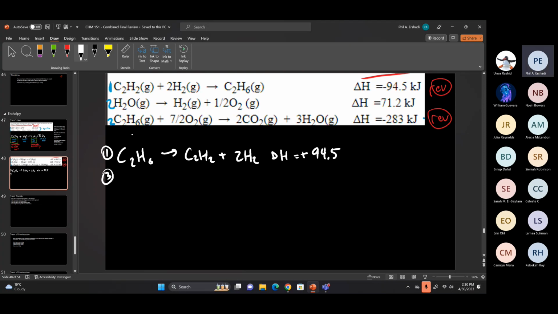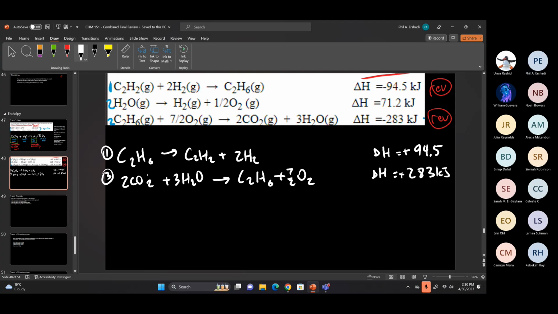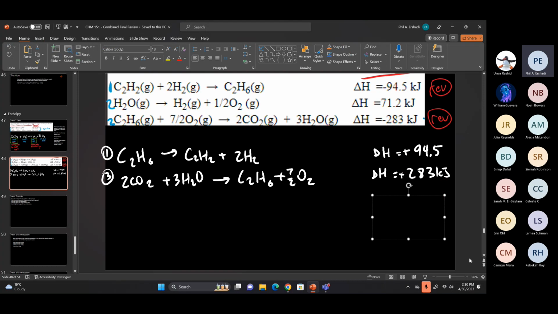My new line 3 is going to be reversed as well. So that's going to be 2CO2 plus 3H2O yields C2H6 plus 7 halves O2. Make some more room here. The delta H for that is going to be 283 kilojoules. Now, we don't know what to do with line 2 yet. I'm going to make a little note of that. So we have 2 lines down, 1 to go.